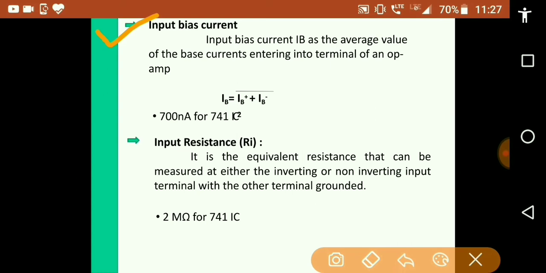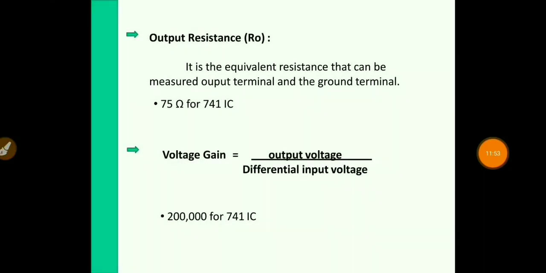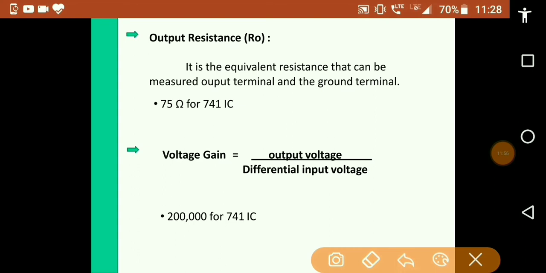Now input resistance Ri. What is input resistance? It is the equivalent resistance that can be measured at either the inverting or non-inverting terminal with the other terminal grounded, and it is 2 mega ohm for IC 741. Now let us see the output resistance R naught. It is the equivalent resistance measured between the output terminal and the ground terminal. It is 75 ohm for IC 741.